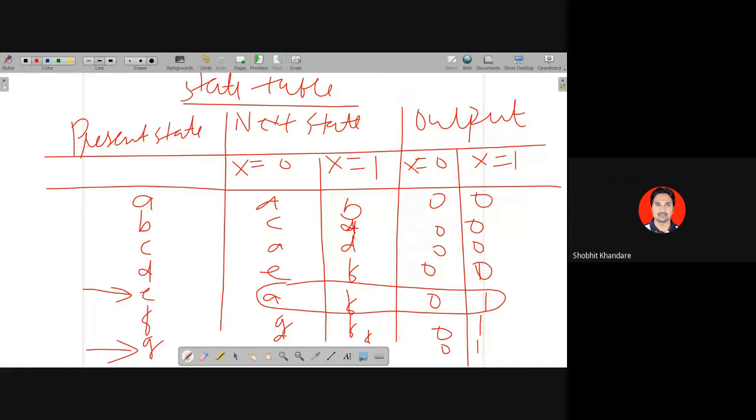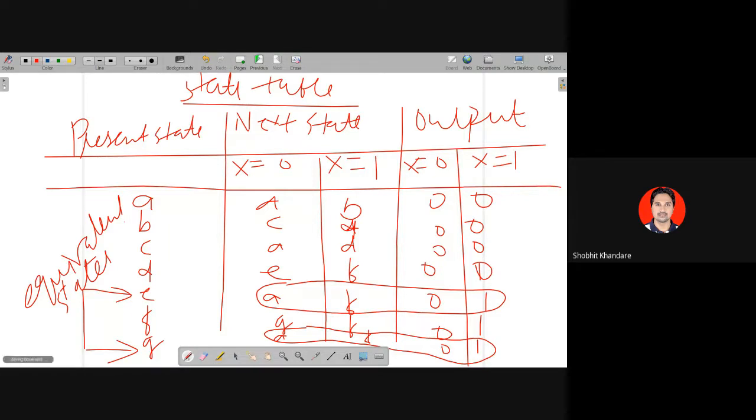The next state and the output are the same. Do you agree with this? Yes, sir. So this is called an equivalent state. These two states are called equivalent states, or the same states. So I can reduce this table by eliminating state G.